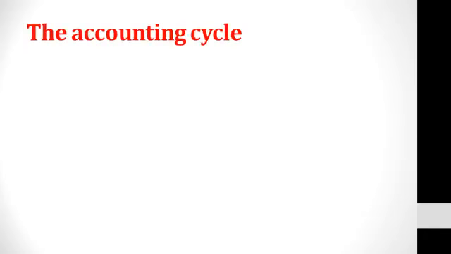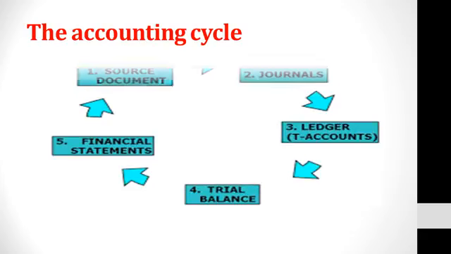Today we are going to discuss and start explaining the accounting cycle. The accounting cycle starts with a source document. A source document like a purchase order, like a bill, like an invoice, or whatever document that indicates that a financial transaction occurred.